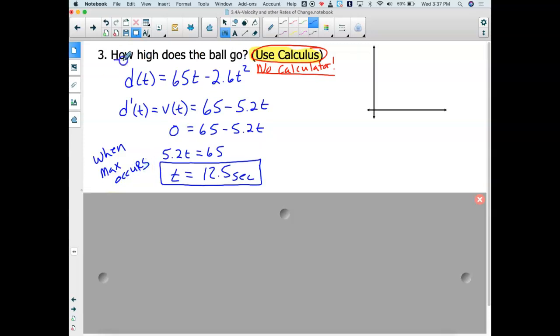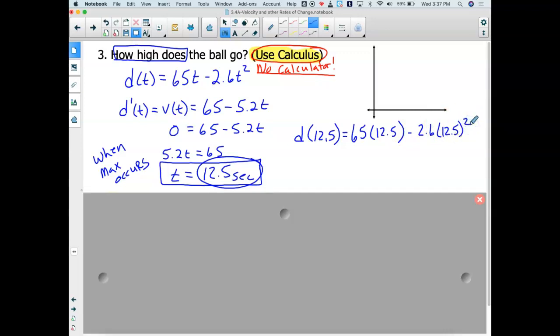They want me to know how high it goes. So now that I know the time at which it reaches its maximum, I need to plug it into my displacement function. So I'm trying to find d of 12.5 because I want to know its position. So that's going to be 65 times 12.5 minus 2.6 times 12.5 squared.